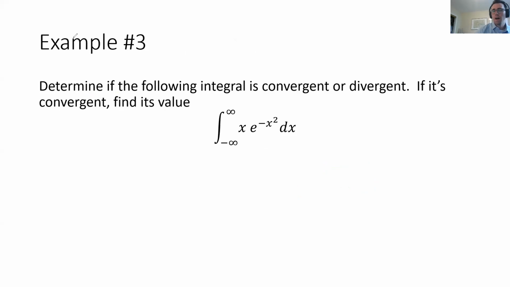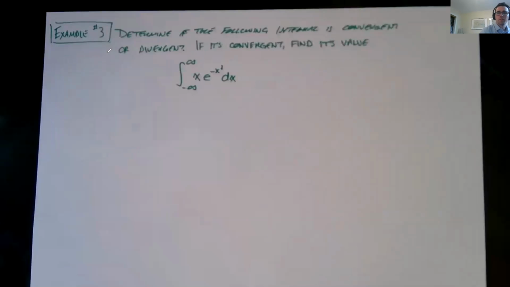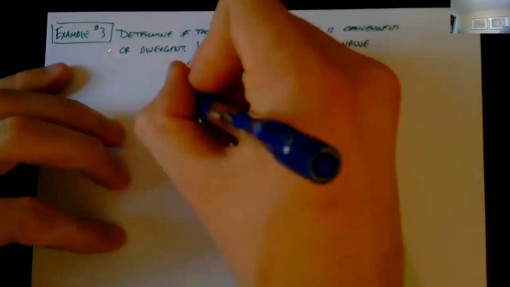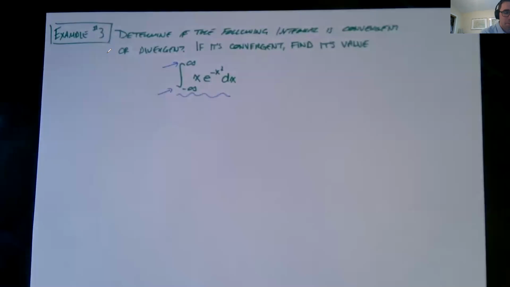Example 3. See you on the paper version. All right, just finished example 2. Here is example 3. Determine if the following integral is convergent or divergent. If it's convergent, find its value. Same prompt, different integral. In this case, I have an infinity in the upper limit and the lower limit. So using that third statement in your notes, we can break this into 2 integrals.